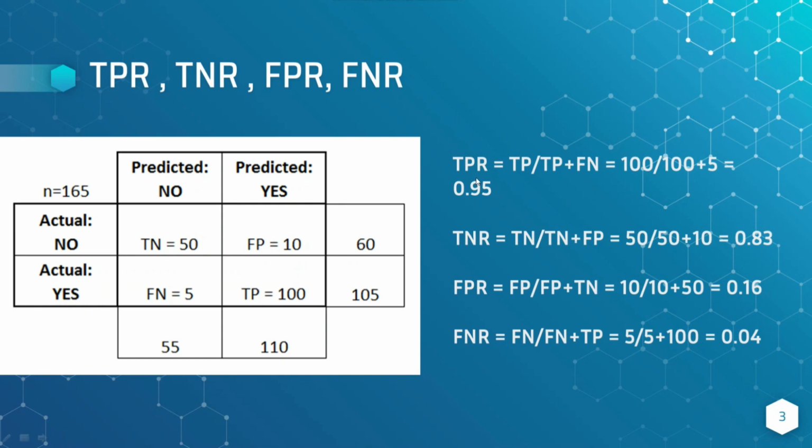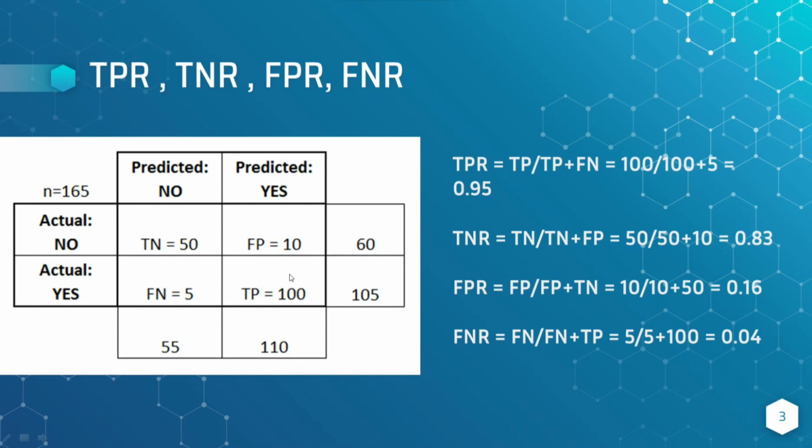Now calculate TPR, FPR, TNR and FNR. What is the formula for TPR? TPR is the true positive rate. Means true positive divided by false negative plus true positive. So TP is 100. So 100 divided by 100 plus 5. So true positive rate is 0.95.